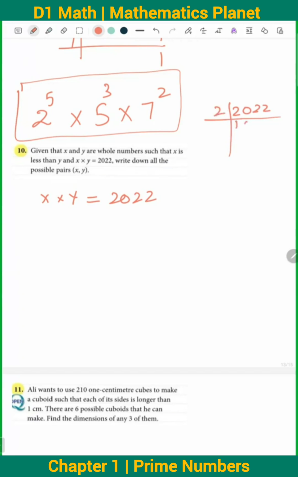2 times 1011 is 2022. 1011 is a possibility, and 3 times 3 is 9, 10, 11. 3 times 7 is 21.